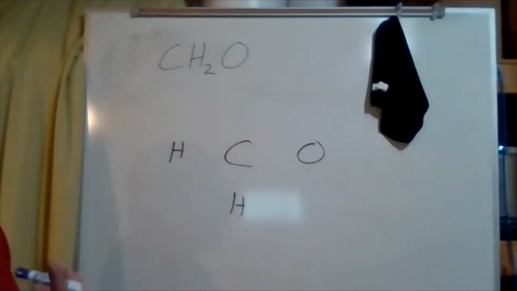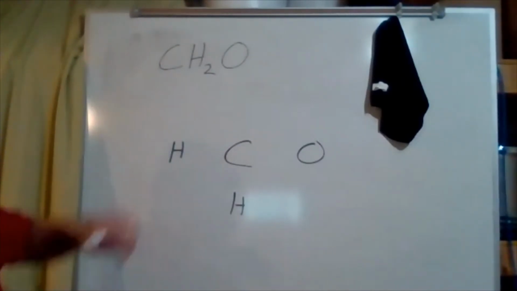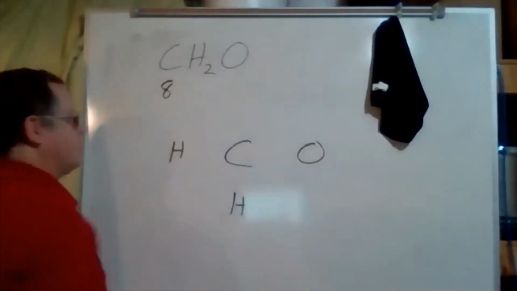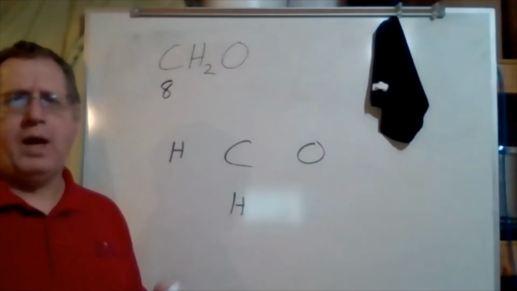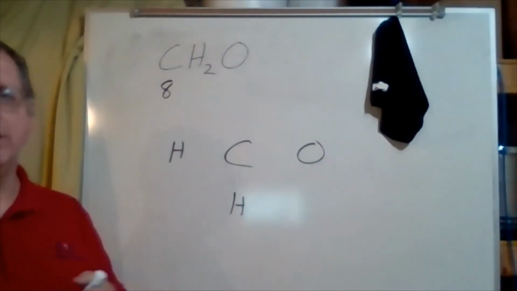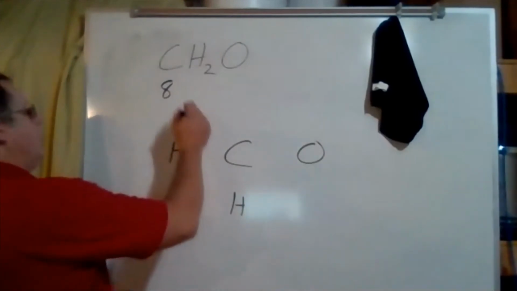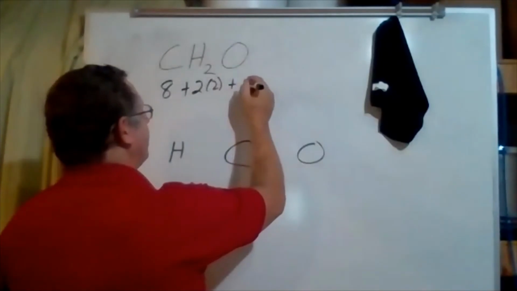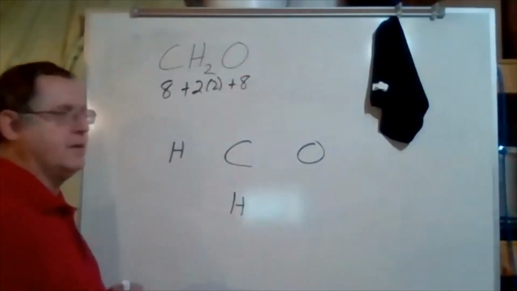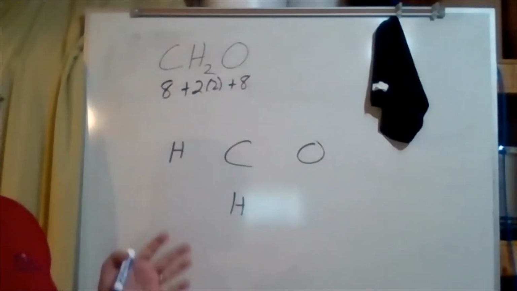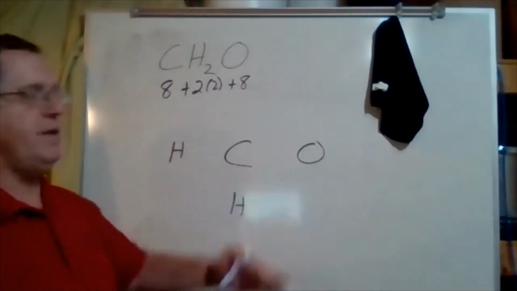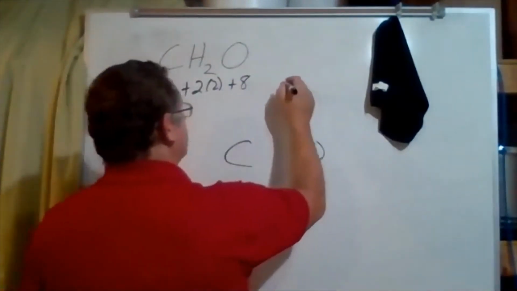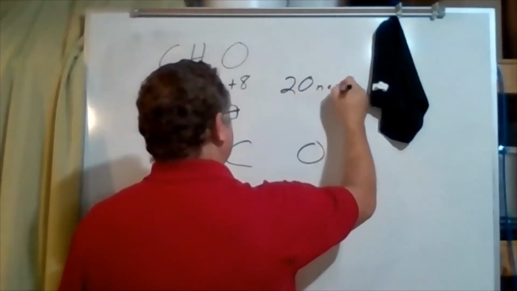Well, let's do a simple calculation. In order to have a full octet with carbon, I need to have a total of 8 electrons. In order to have a full octet with hydrogen, I need to have 2 electrons, but there's 2 of them, so 2 times 2. And in order to have a full octet for oxygen, I need 8. Okay, so this calculation is going to give me the number of electrons that would be needed if I just made everything with a full outer shell. So we're going to say 8 and 8 is 16 plus 4 is 20. So there are 20 needed.